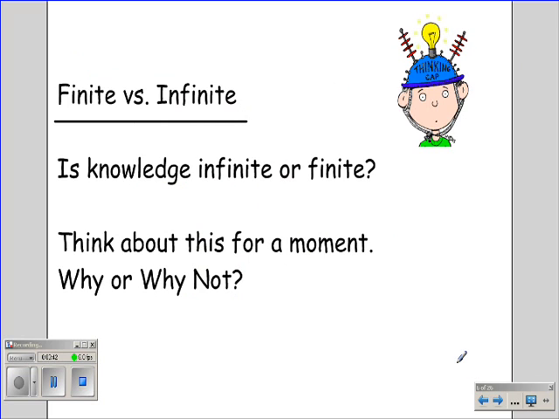So, finite versus infinite. Is knowledge something that's infinite or finite? Think about this for a moment. Why or why not? So is knowledge something that is continuous, it never ends, it continues on forever and ever? Or can it be contained? Is it a set? A certain amount? I'll let you be the judge.